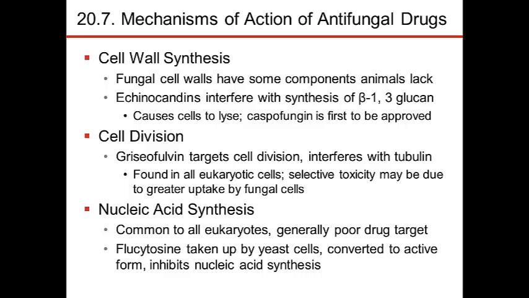Echinocandins are lipopeptides. These block fungal cell wall synthesis by inhibiting the enzyme that synthesizes a compound called glucan, and glucan is not found in human cells. Griseofulvin is an antifungal drug that is useful in the treatment of hair and nail infections caused by dermatophytes. It binds to tubulin in microtubules and acts by preventing formation of the mitotic spindle.